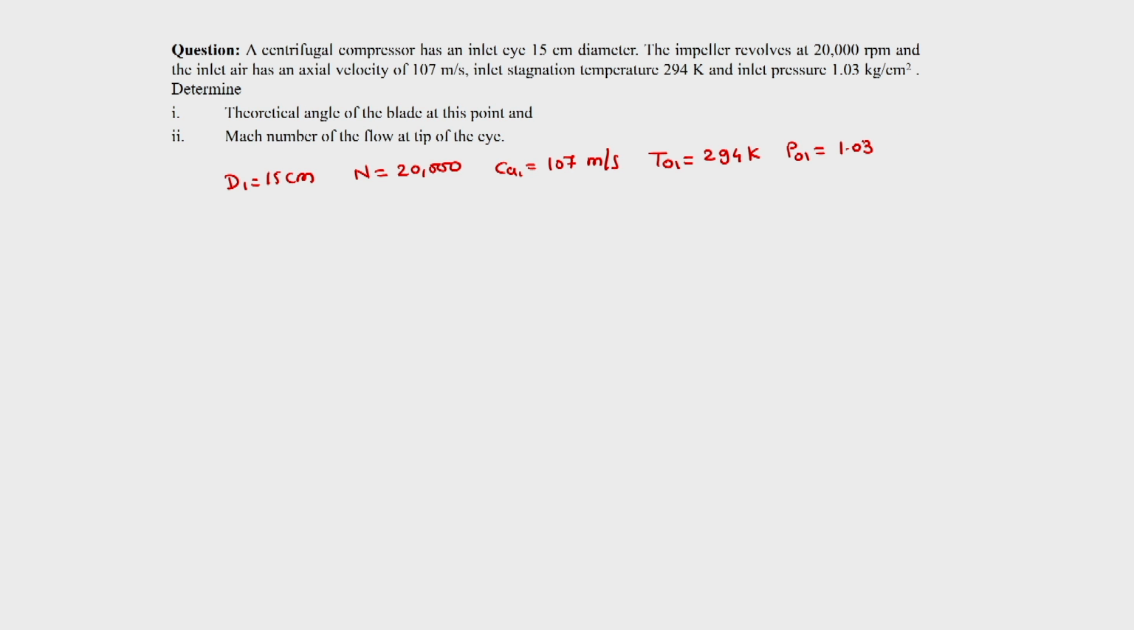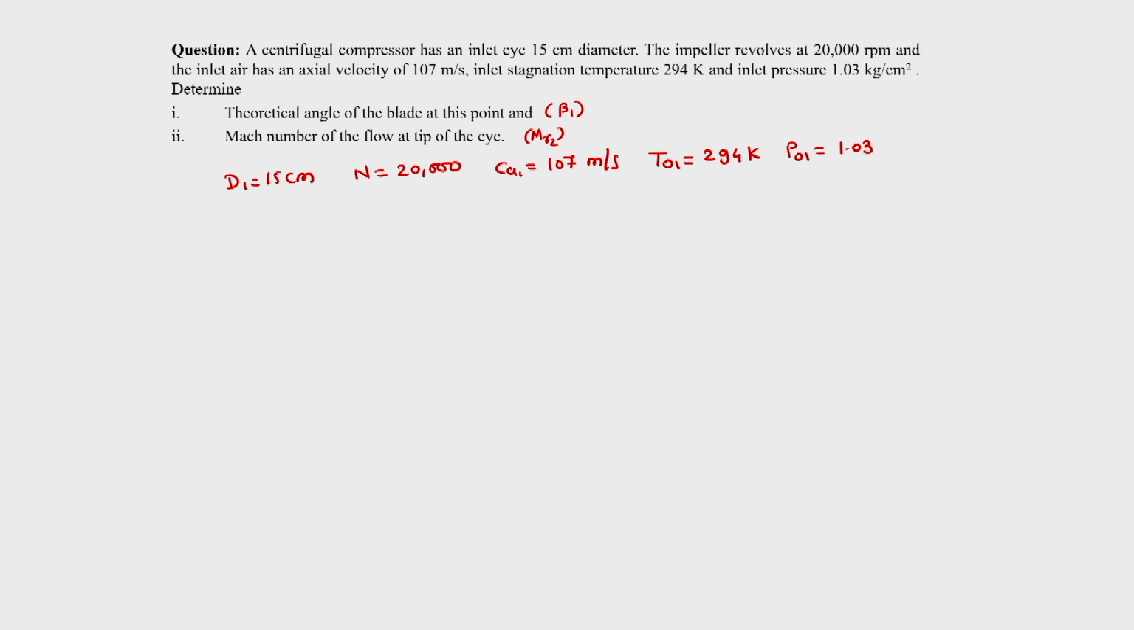So we have to determine the theoretical angle of the blade at the inlet. That means we are supposed to find out the blade angle, which is beta 1 at the inlet. And then we have to find out the Mach number at the outlet, M2. So we are supposed to find out the Mach number of the flow at the tip of the eye, but this Mach number M2 at the tip is basically related to relative velocity. So this is basically MR2, relative. So this is what we have to find out.